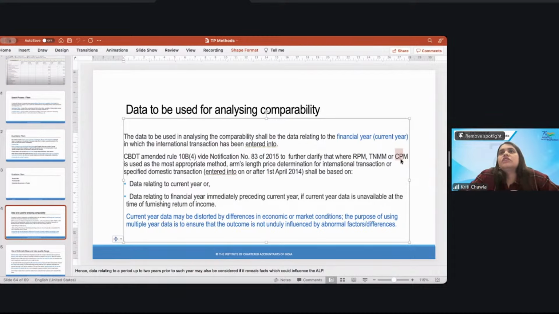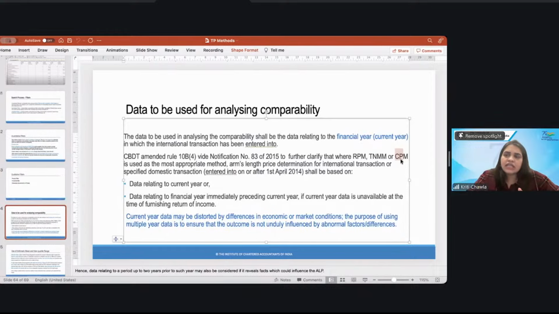And even if we use multiple years, we create a weighted average of the net operating margins, and that is what we use for the purposes of comparability. So for those 12 companies, we will use a weighted average. That will be the current year, and then you can go back a few years, especially if current year data is not available. So this is the reason you can use multiple year data for the purposes of comparability.